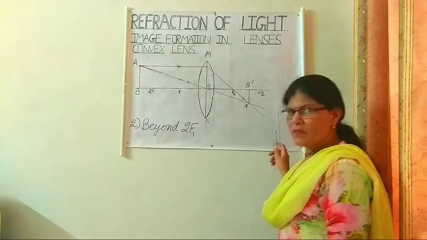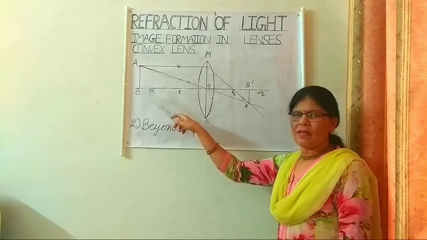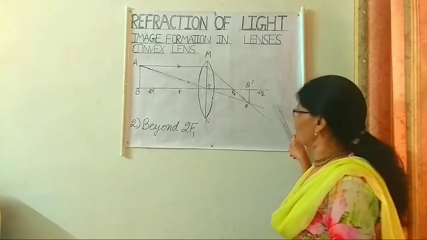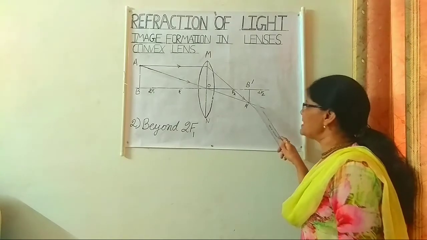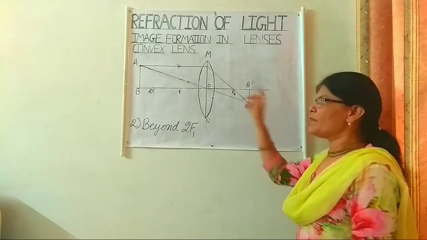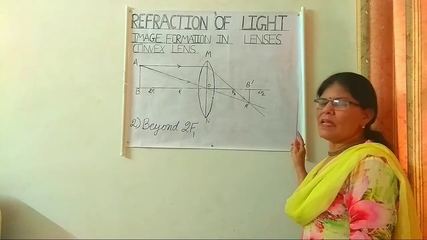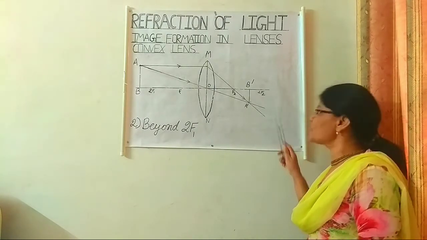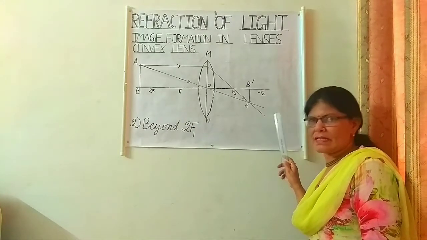The property of the image is: when the object is beyond 2f1, the image is formed between f2 and 2f2, and the image is diminished, real and inverted. So when the object is beyond 2f1, the image is formed between f2 and 2f2. The image is diminished, smaller in size, real and inverted. So this is all about the second case.